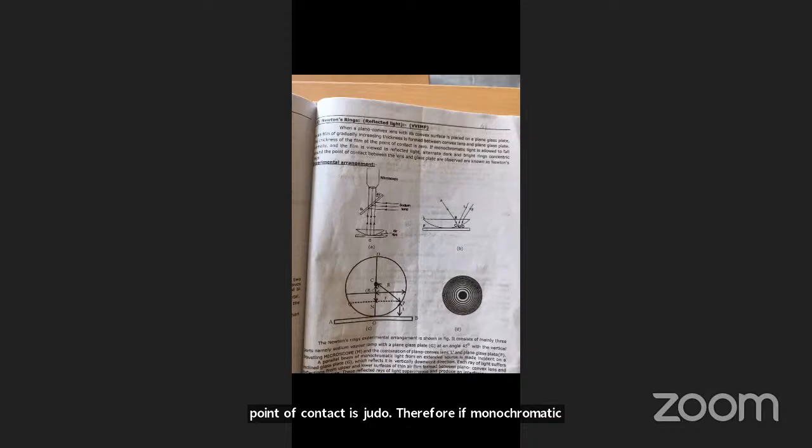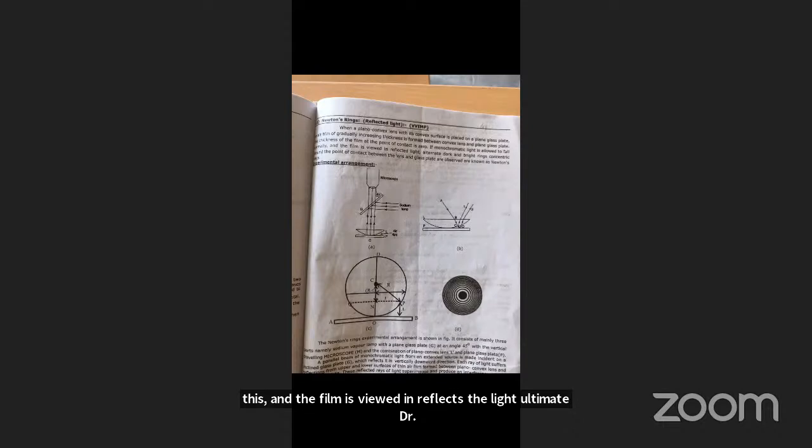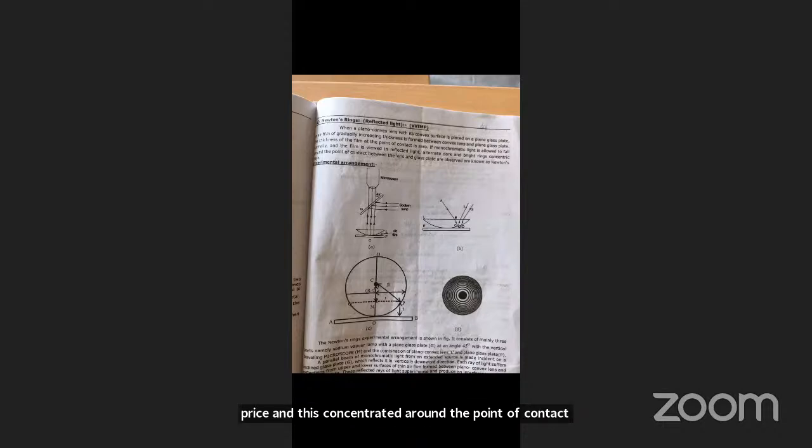Therefore, if the monochromatic light is allowed to fall normally and the film is viewed in reflected light, alternate dark and bright fringes, concentric around the point of contact between the lens and the glass plate, are observed. These are known as Newton's rings.